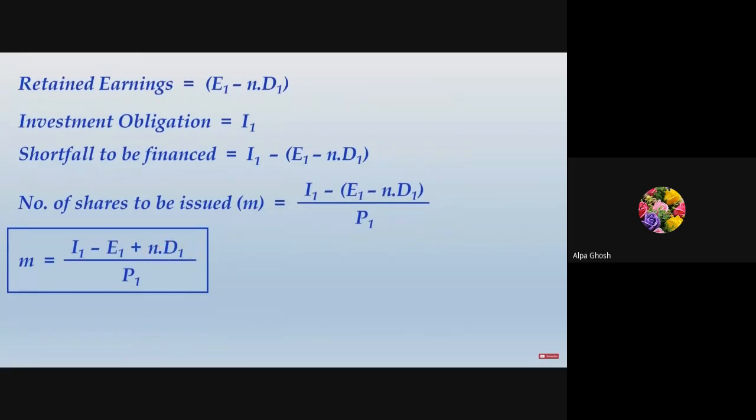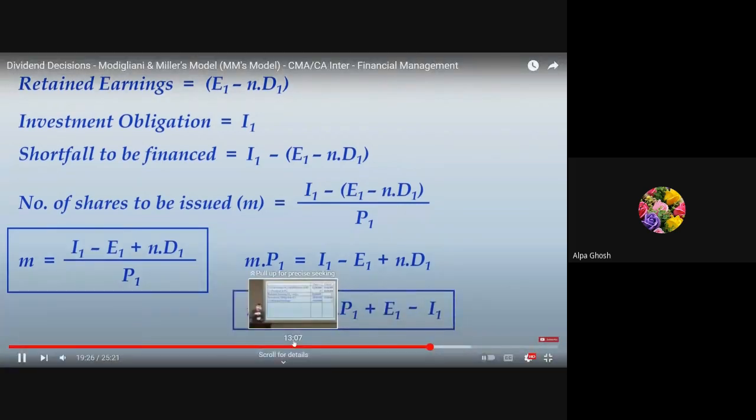Now if I cross multiply, what happens? P1 will be multiplied to this M, and what we get is M into P1 equals I1 minus E1 plus N into D1. And from this equation, we can get the value of N into D1. If I want to find the value of N into D1, I shift both of these factors, I1 and minus E1, to this side. So what do I get as N into D1? I get the value as M into P1 plus E1 minus I1.